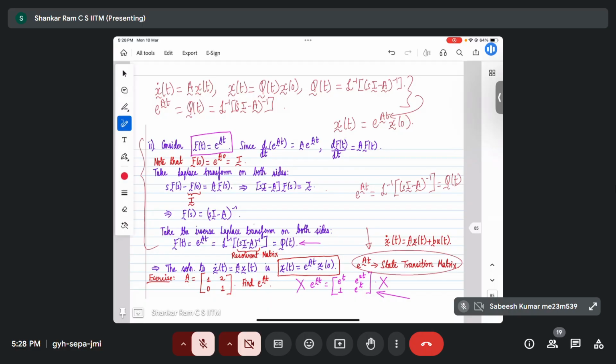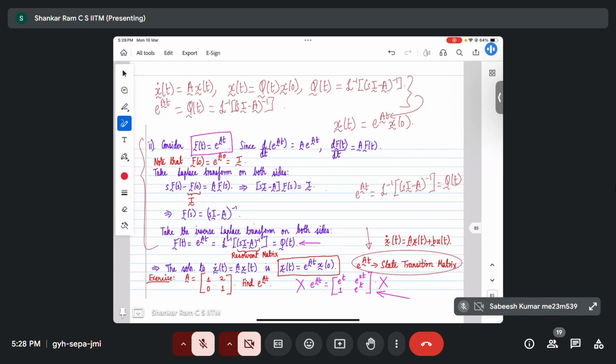Okay, so I hope the meaning of the term state transition matrix is clear, and why it is called the state transition matrix. Once again, it helps us transition from one instant to another and calculate the state at each and every instant. Okay, so that is the reason we call it a state transition matrix. Now, we have this state transition matrix.